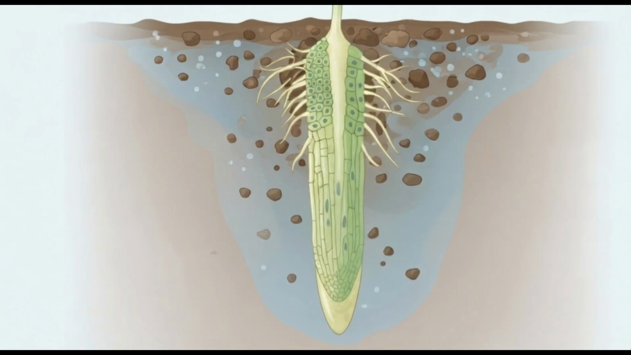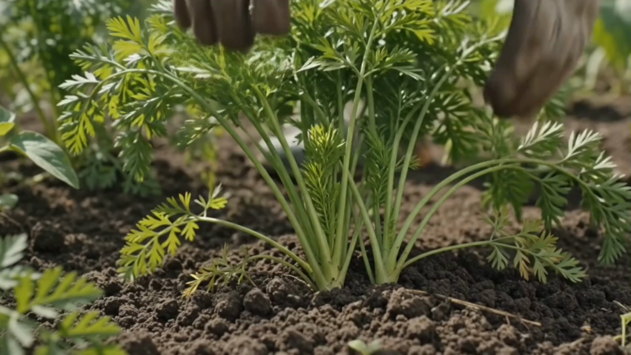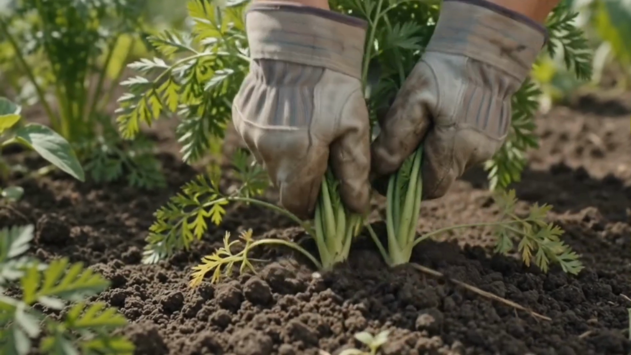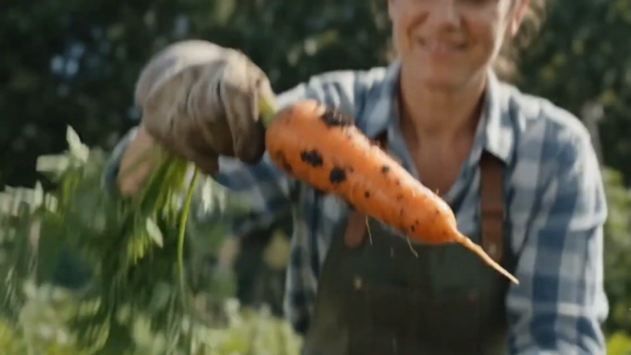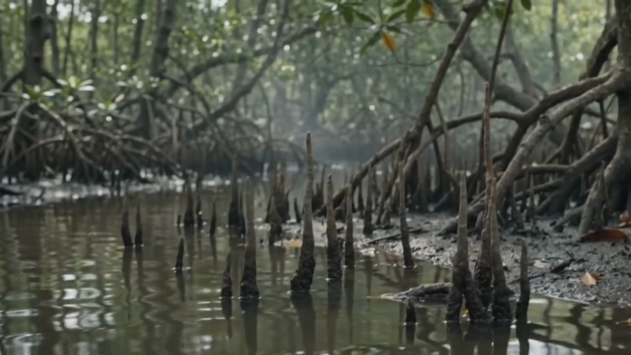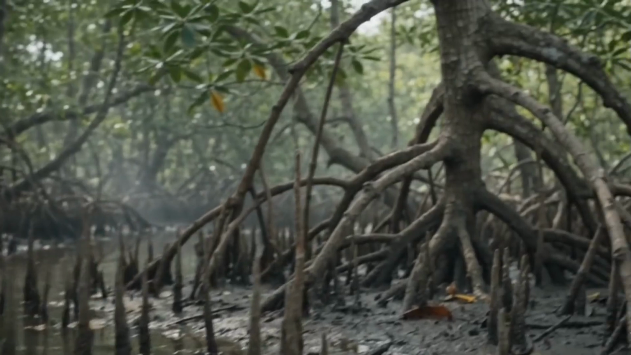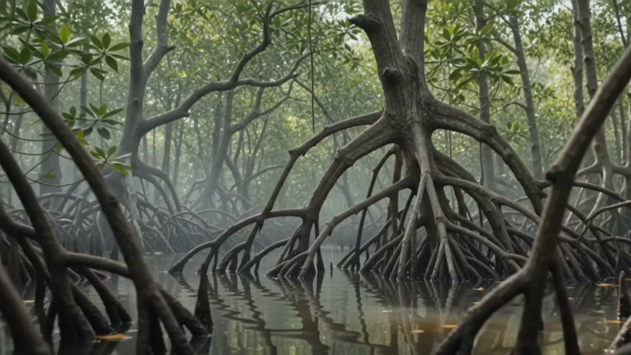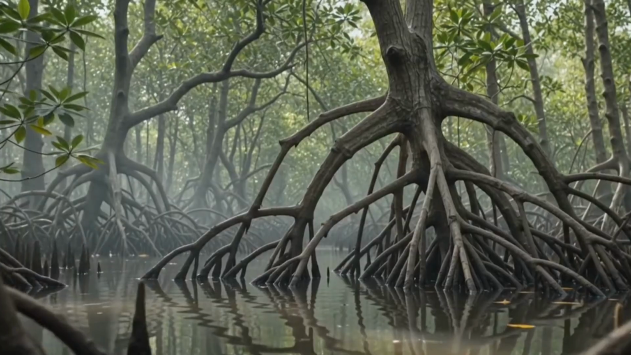A root has distinct zones: the protective root cap, the region of meristematic activity where cells rapidly divide, the region of elongation where the root grows in length, and the region of maturation which sprouts delicate root hairs to absorb water. Roots can also modify. Carrots and sweet potatoes swell to store food, while mangroves develop pneumatophores, roots that grow upward to catch oxygen in swampy, suffocating soil.